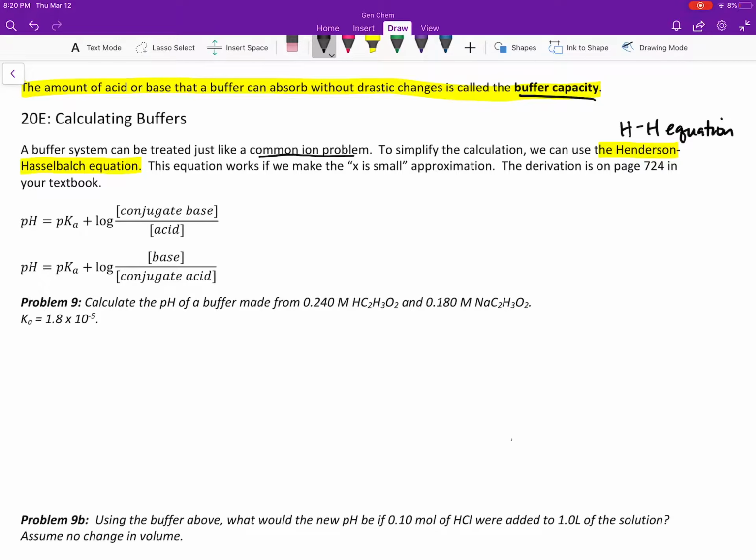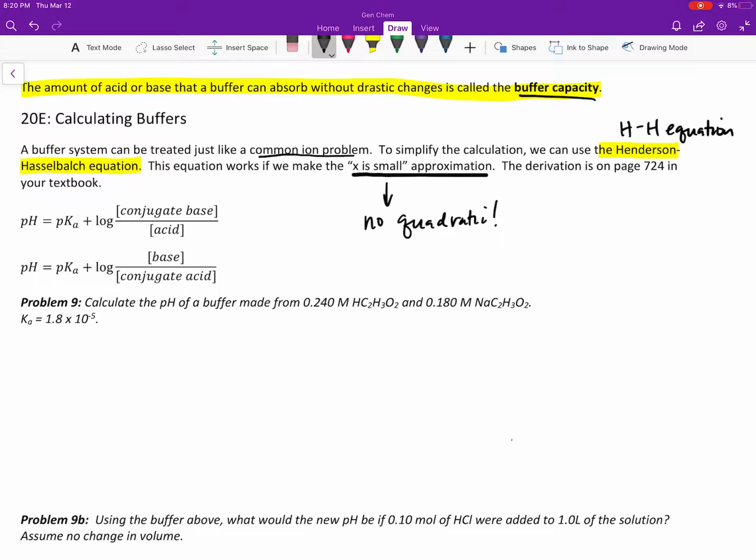However, you could do ICE tables with buffers just like we've been doing all along, and you'll get the same answer. So if you like the ICE table method, just stick with the ICE table. It will always get you to the final answer. If you can determine that it's a buffer problem, and you can figure out that you need to use Henderson-Hasselbalch, then go ahead and use the Henderson-Hasselbalch. Now, the nice thing about this equation is that we use the x is small approximation. So it's not complicated, right? No quadratic, yay.